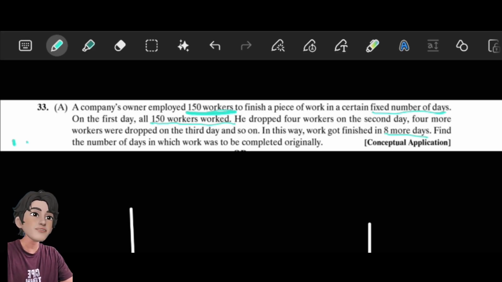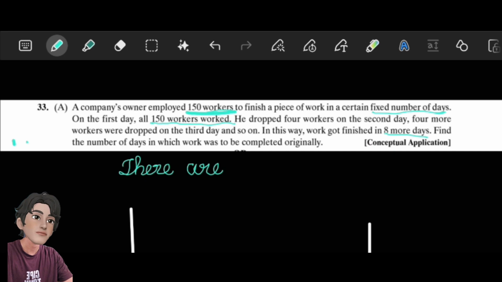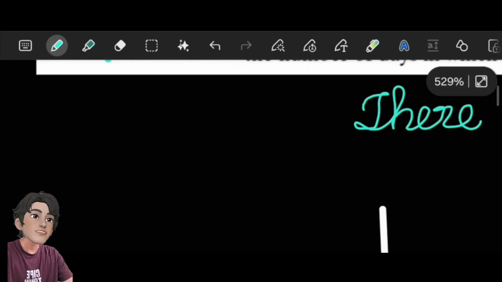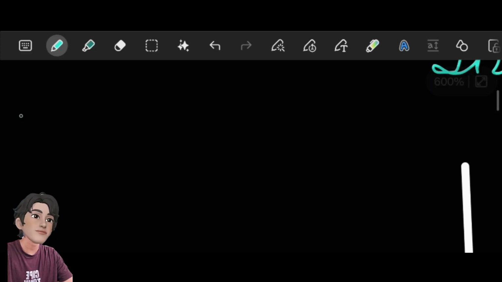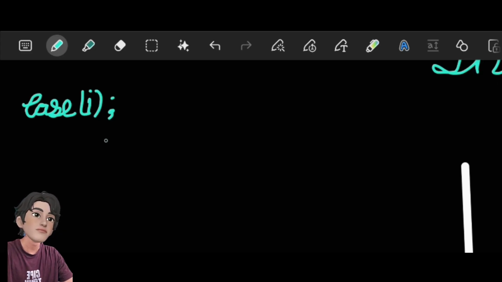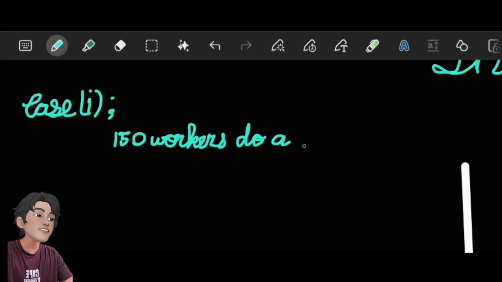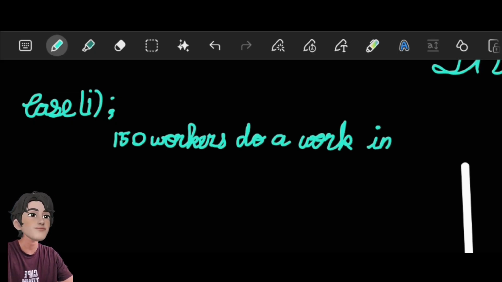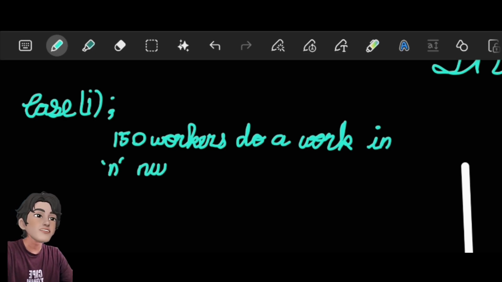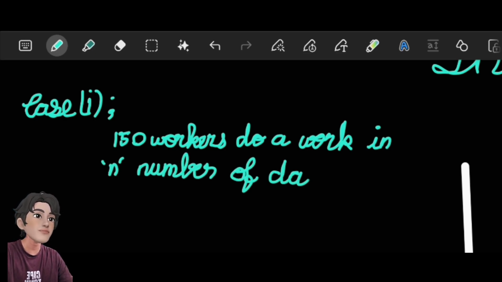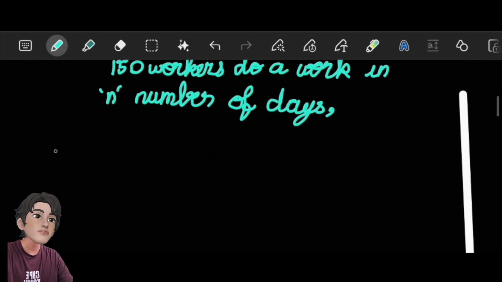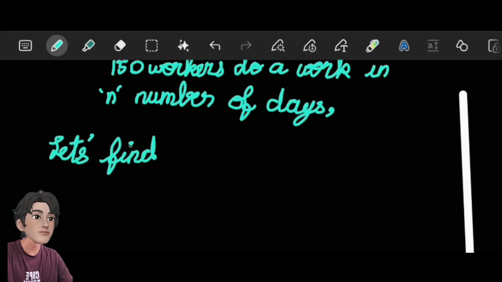As we can see in this question, there are 2 cases given. Let's see the first case. As we have read, 150 workers do a piece of work in n number of days. Now let's find the work done per person per day. This is the simple unit on which the question revolves around.